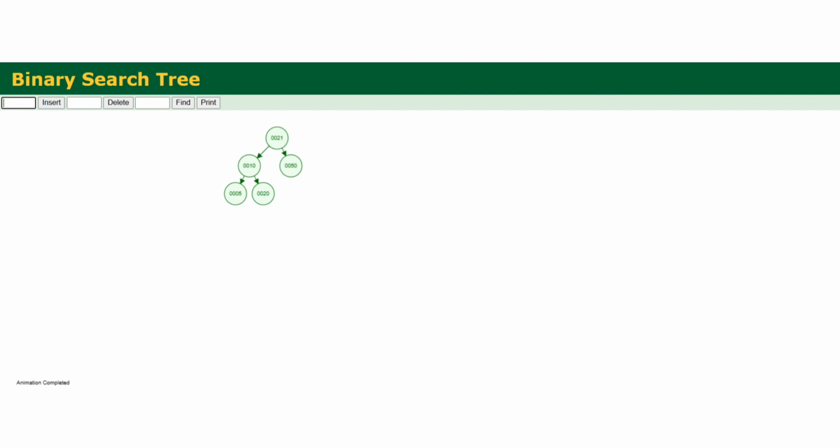Next one is 30. 30 is less than 50, right? So we need to insert it in the left subtree of 50. Next, 70. 70 is greater than 50. So in the right subtree we need to insert. Next, 3 and 7. 3 is less than 5, so I need to insert it on the left. Next, 7. 7 is greater than 5, so I need to insert it on the right. This is all about the insertion operation.